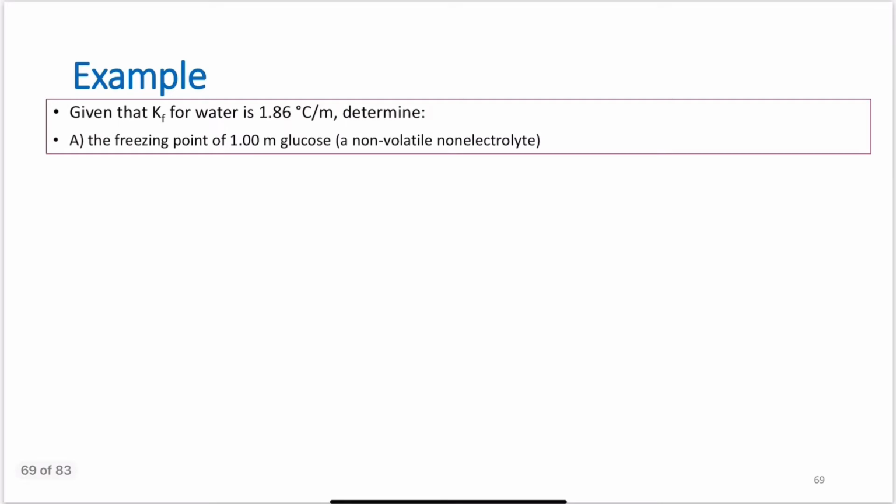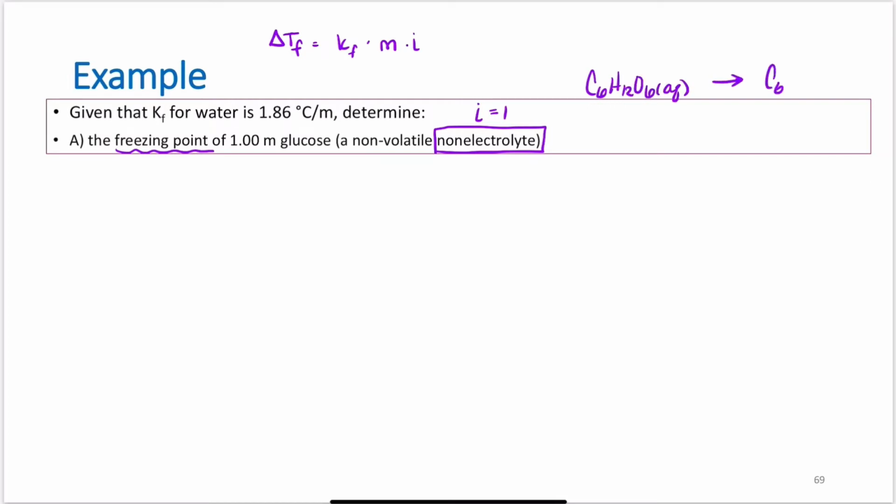So let's go ahead and work some examples. The freezing point of 1 molal glucose, a non-electrolyte. So if I'm told the Kf of water is 1.86 degrees C per molal, can you determine this? I want the freezing point. I know that delta Tf is equal to Kf times m times i. For all non-electrolytes, if you see the word non-electrolyte, i equals 1. No exceptions. i equals 1 because 1 mole of glucose gives me 1 mole of product.